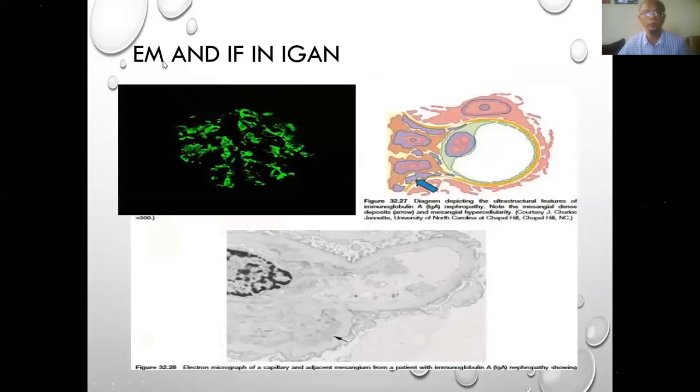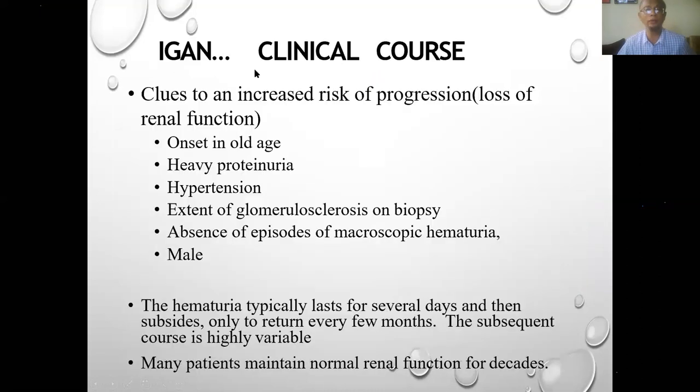Now electron microscopy and immunofluorescence in IgA nephropathy. These are the changes that occur in immunofluorescence: you will get the IgA deposit, and that is the ultrastructural feature of immunoglobulin A nephropathy. Here you are getting the mesangial dense deposit and mesangial hypercellularity. So these are the changes you will get.